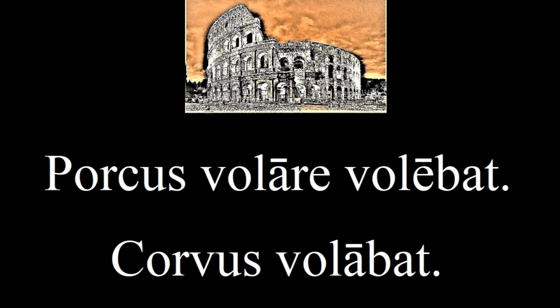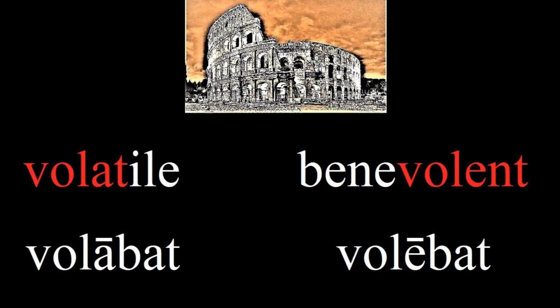And what does this mean? Porcus volare volebat. The pig wanted to fly. One way to tell these words apart is that a volatile substance sends parts of itself flying out, and a benevolent person wants to be kind. So, volabat is the past tense of to fly, and volebat is the past tense of to want.